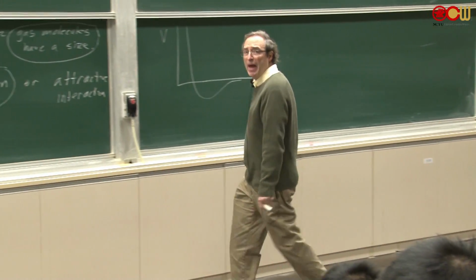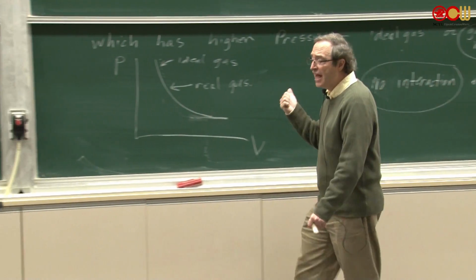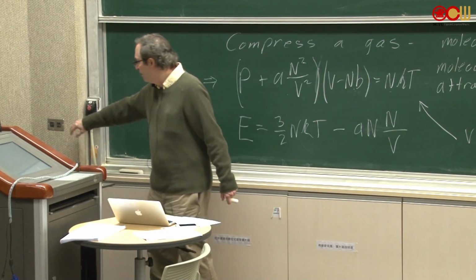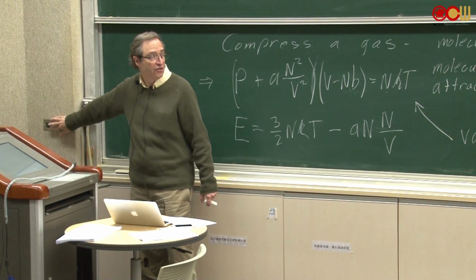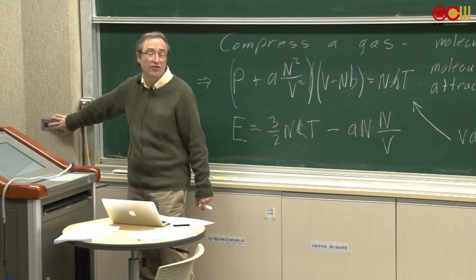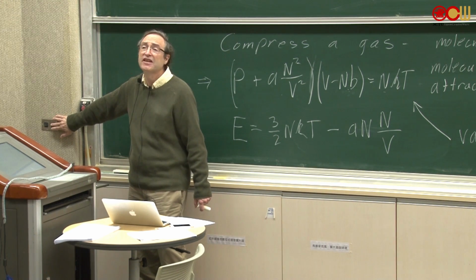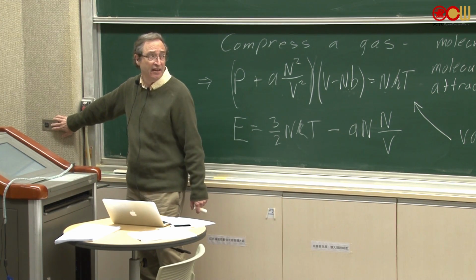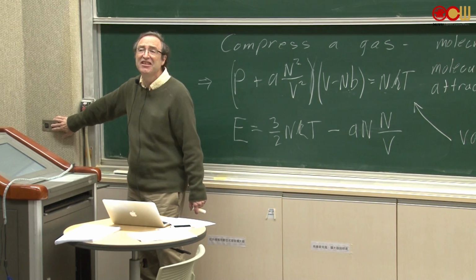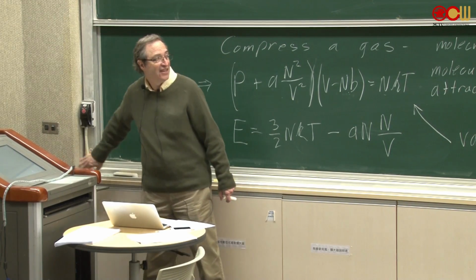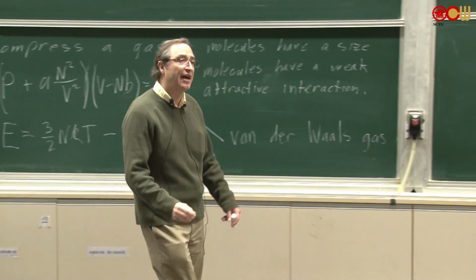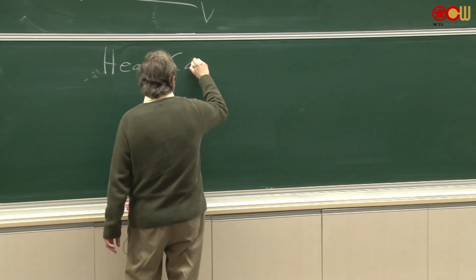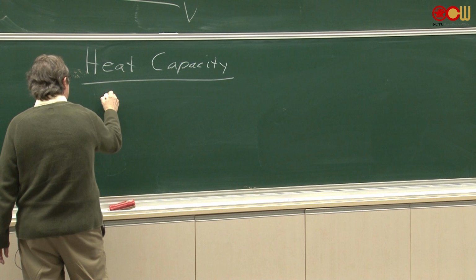Now, what else can you measure? We learned that we can measure pressure, we can measure volume. We've learned about thermometers and how we can measure temperature using thermometers. What else can we measure? Well, the most important other thing is change in energy when we change the temperature. All right? And that's called the heat capacity. So this is something you want to know.